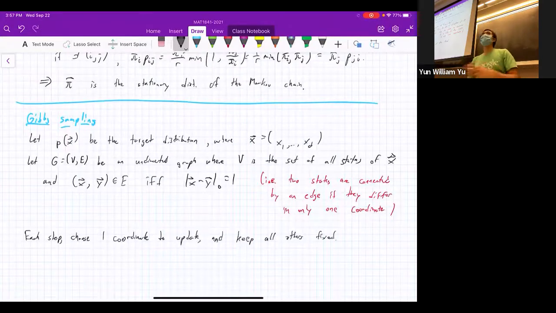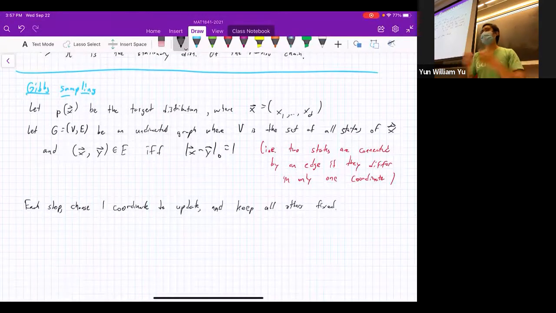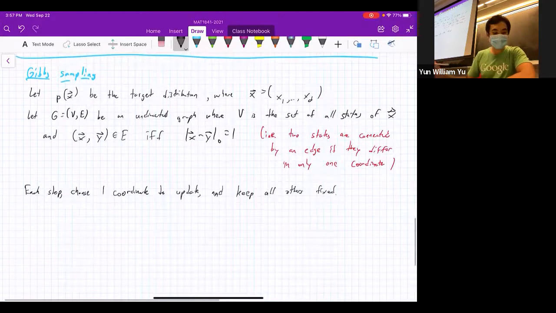So basically, you can think of it as each state is connected to a bunch of other states, depending on which of your coordinates you're changing, right? And so you're going to equalize the amount of probability mass of changing any one of your coordinates. Effectively, you're going to randomly choose one coordinate to update. In practice, often you don't actually choose that coordinate randomly, you choose it sequentially. But for our purposes, it's easier if we think about it in terms of choosing a coordinate randomly to update. You keep all others fixed. So you can do this randomly or sequentially.